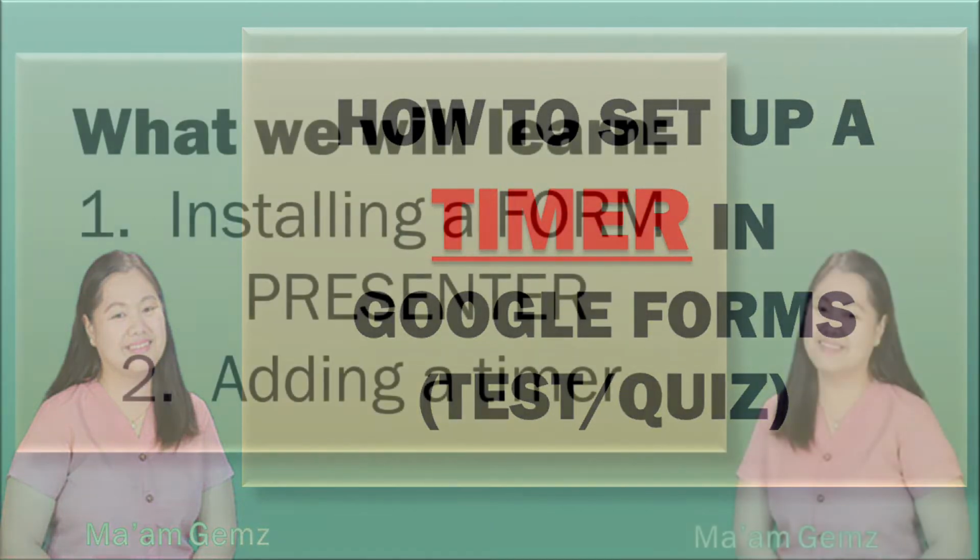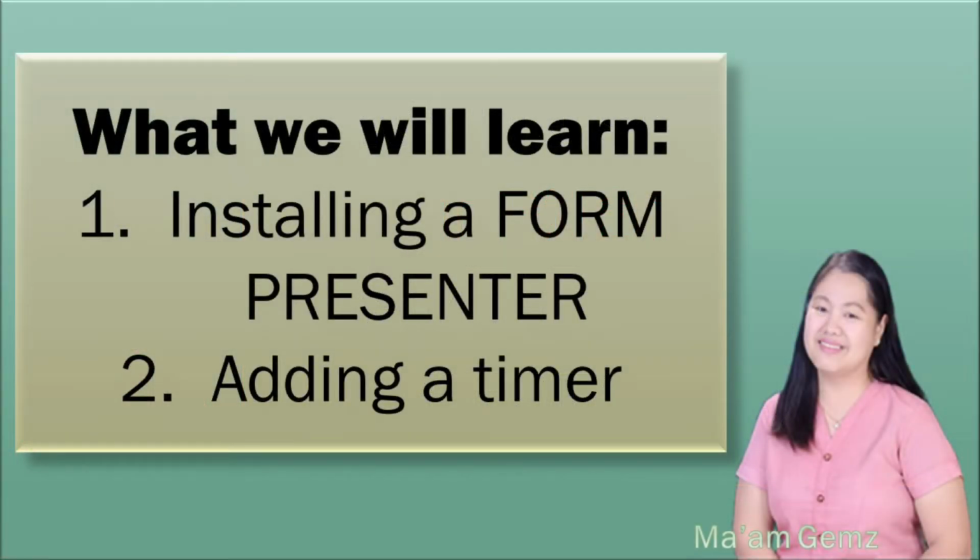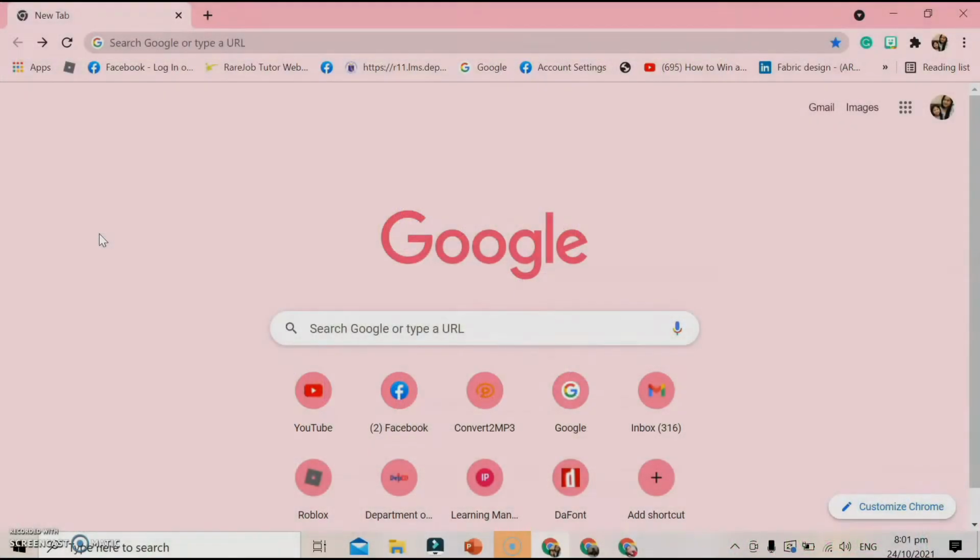In this tutorial, we will learn two important things. 1. Installing a form presenter, and 2. Adding a timer. So, let's begin. Before anything else, we will open first, of course, our PC or laptop and go to our Google browsers. And we have 5 steps in putting up a timer to our Google Forms test or quiz po.